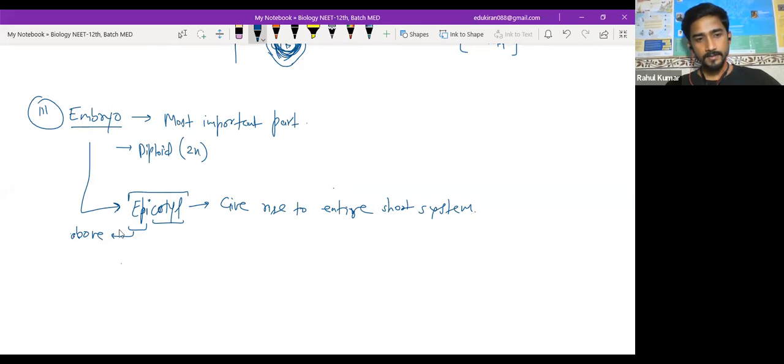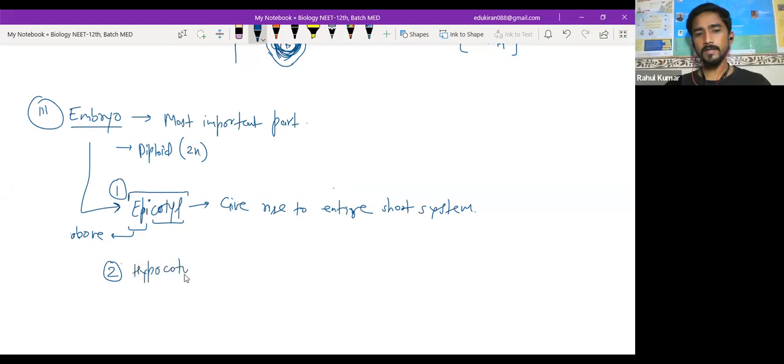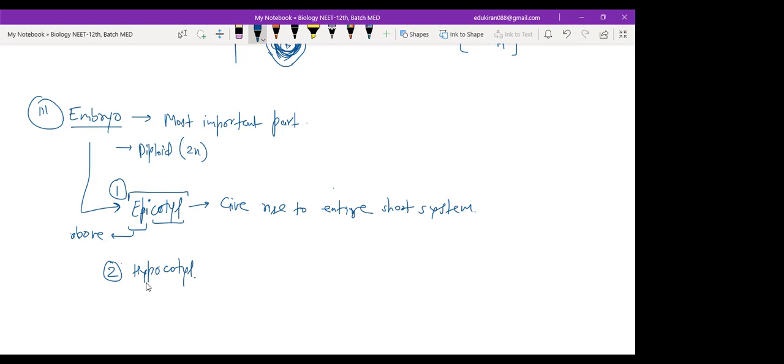So this is the first part of the embryo. Not a major issue, right? Easy to remember. Second is hypocotyl. Now I think this you can tell me. What does the word hypo mean? Hypotonic solution, hypertonic solution, isotonic solution, hypothermia, hypotension, hypotenuse. What does the word hypo mean? Everywhere it's hypo like means low, right? Low or like below. Yes, Matthew.